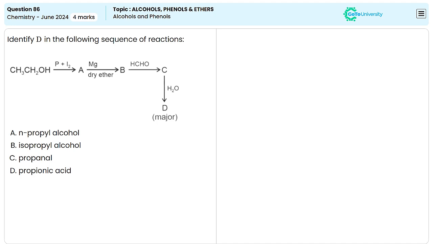In this question, an incomplete reaction series is given. We have to identify the final major product D in this reaction sequence. The reaction is starting from ethanol.